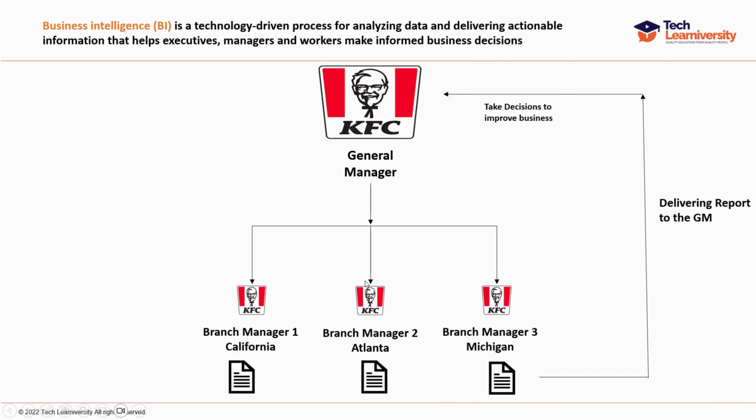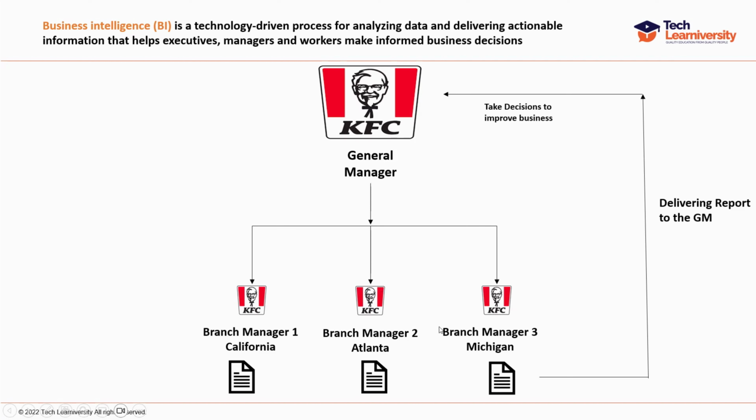Now how will they share this information with him? They can't just say, hey, our business is going so well, you don't have to worry about anything. That is not how communication happens in business. In the business world, if you want to communicate with your senior people or manager, you need to create certain reports so that he can understand how exactly the business is going, whether we are facing profit or loss. Those kinds of insights, the branch managers need to share with the general manager.